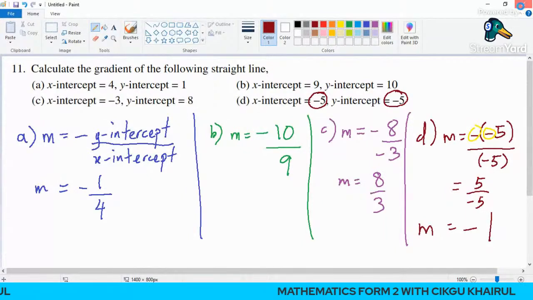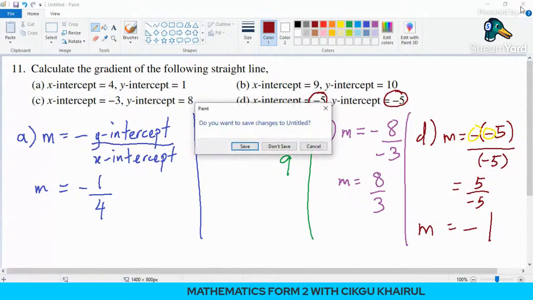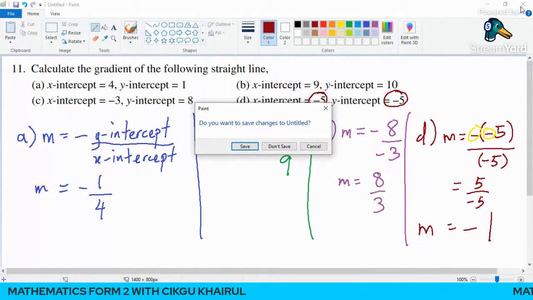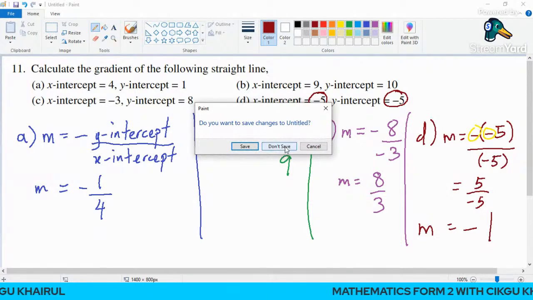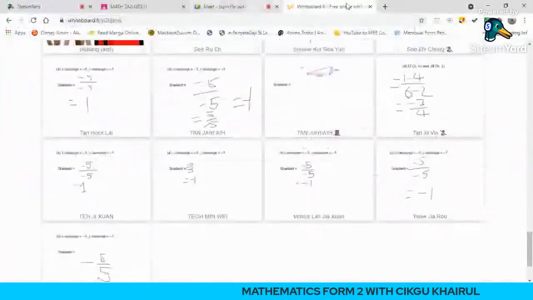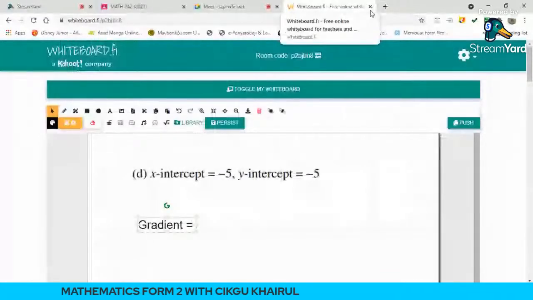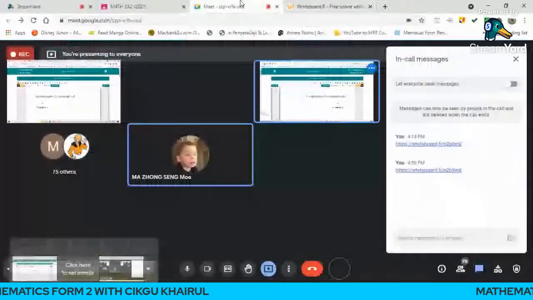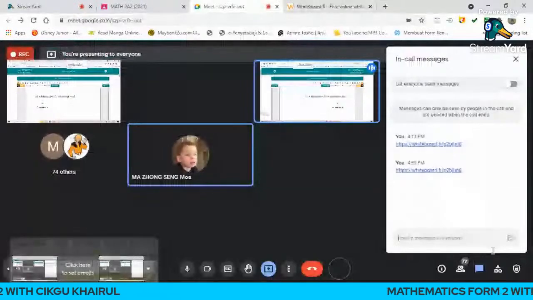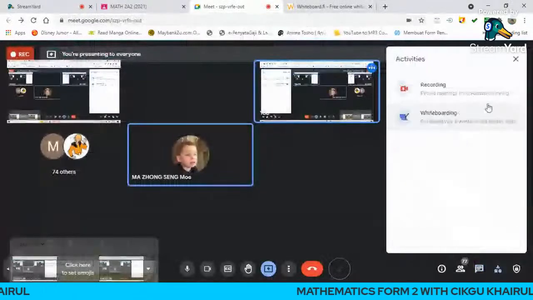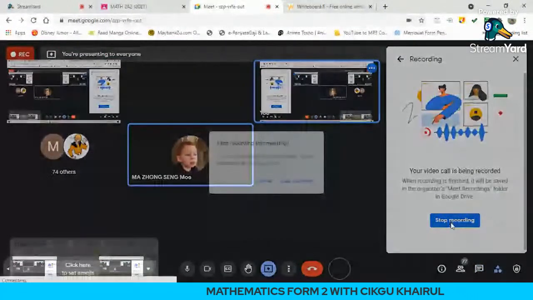So we have finished chapter 10. Tomorrow we will go to chapter 11, isometric transformation. Okay, we can stop this whiteboard already. And now I want to stop the recording.